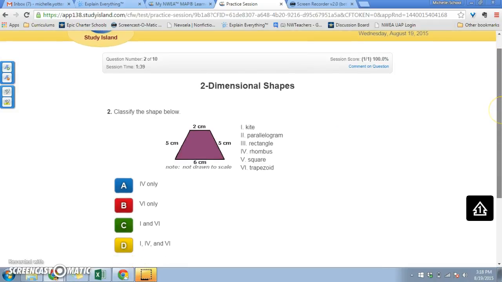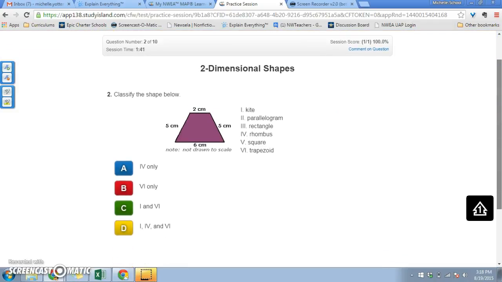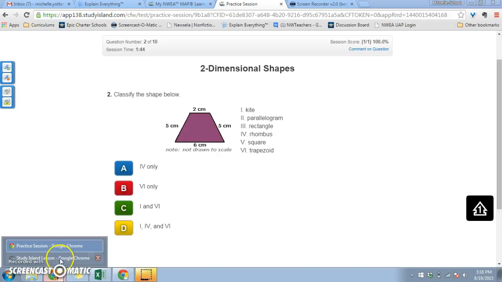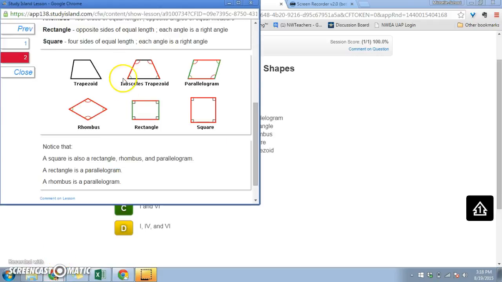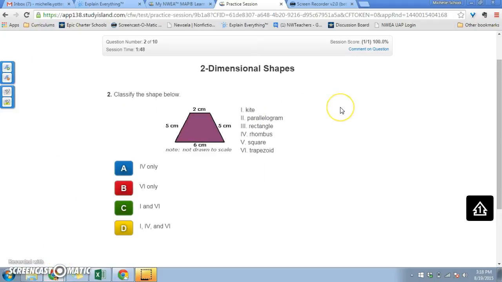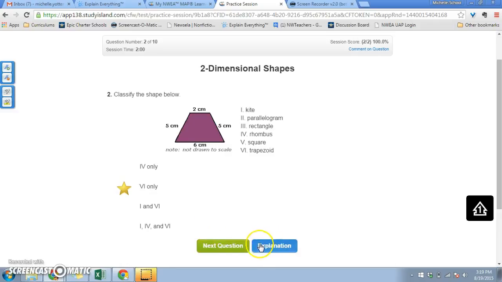Classify this shape. What kind of shape is this? Okay, you come back over here and you can tell that it's a trapezoid. Okay, it's not a kite, it's not a parallelogram because you have to have 2 parallel sides. These 2 are not parallel, they would intersect.